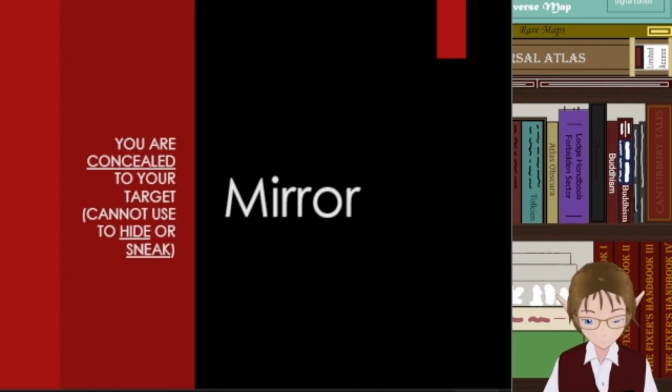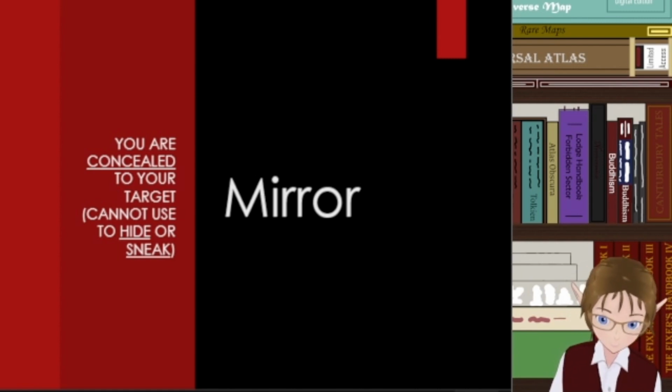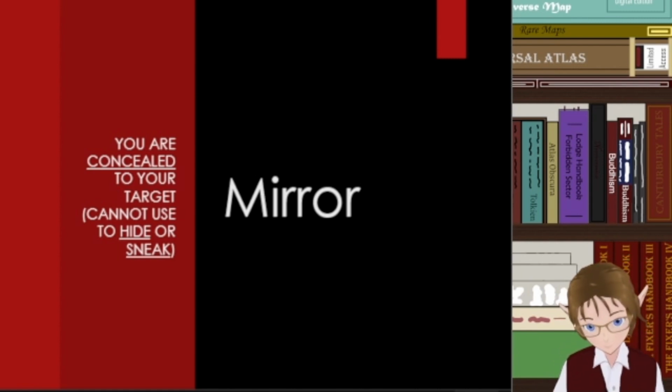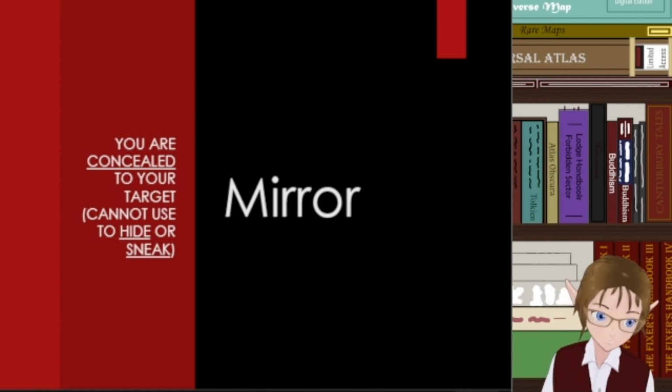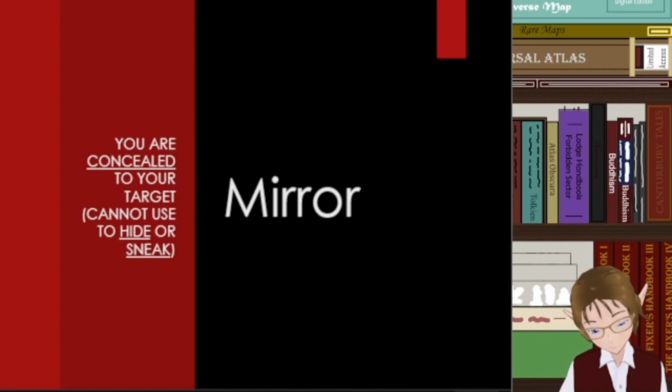For the mirror, it makes you concealed to your target. Note, the target will still know where you are, thus you cannot use hide or sneak using the concealment granted by this action. However, it does provide you a bonus to AC versus enemy attacks.